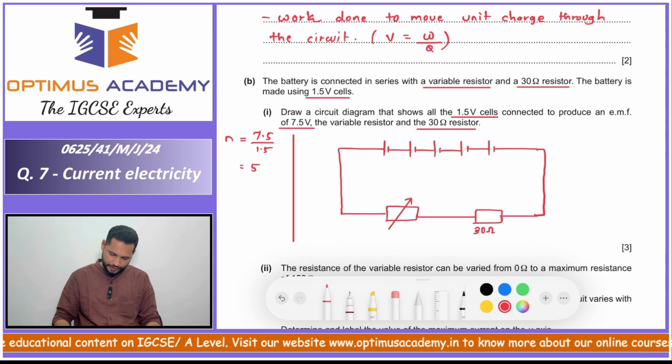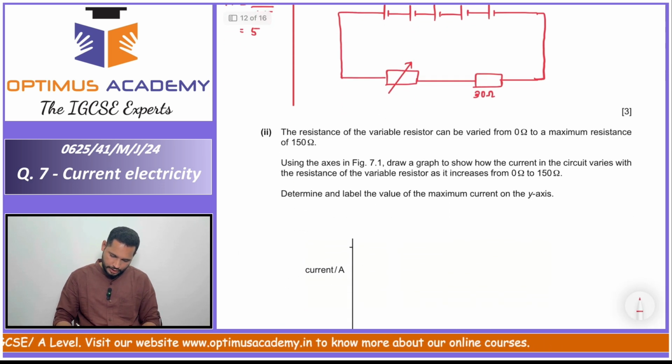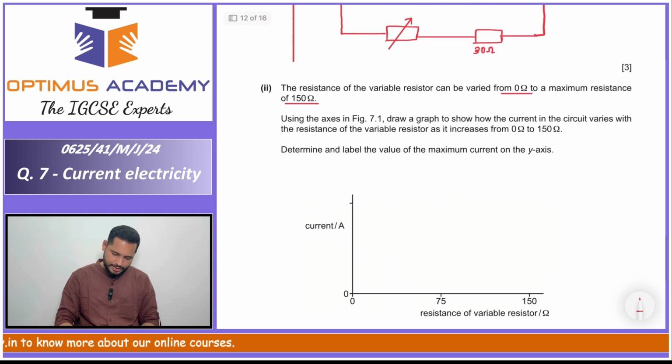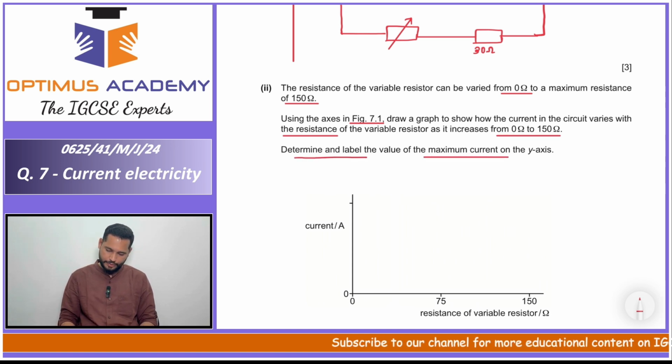This is going to be the circuit. The next question they are asking is, the resistance of the variable resistor can be varied from 0 ohms to the maximum resistance of 150 ohms. Using the axis in figure 7.1, draw a graph to show how the current in the circuit varies with the resistance of the variable resistor as it increases from 0 to 150. Determine and label the value of the maximum current on the y-axis.